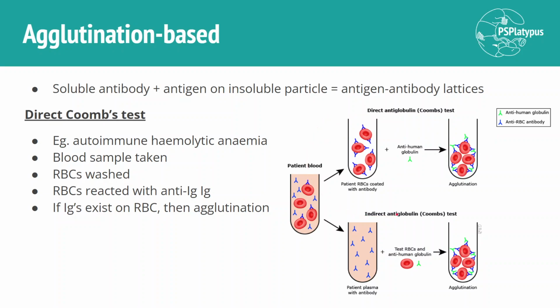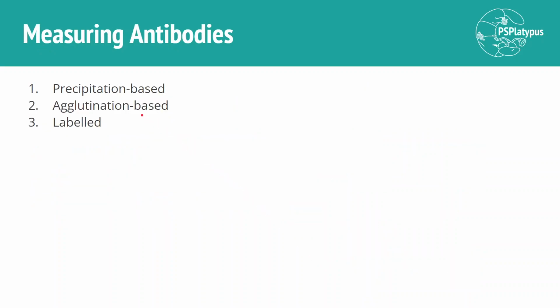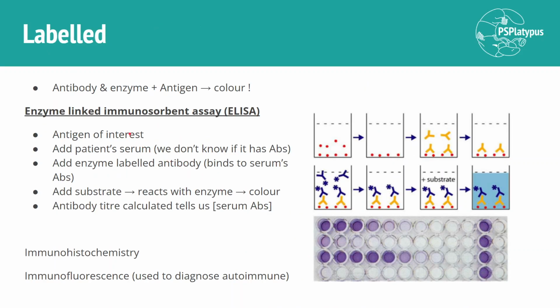In the indirect Coombs test, we're measuring the plasma instead. So instead of washing the red blood cells, we're removing the red blood cells, and we're basically adding the red blood cells and the antibodies. So yep, that's that. The last one is labeled.